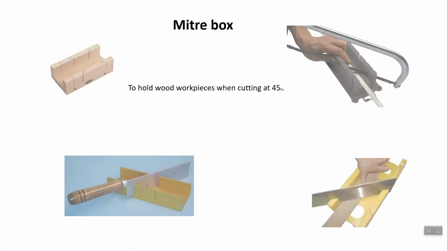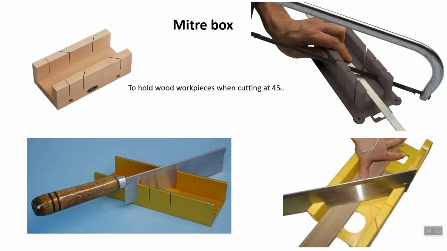Then you have the miter box. The miter box is used to hold workpieces when cutting at 45 degrees. In the miter box, we have slots, as you can see here. There are slots cut at 45 degrees. So you just have to fit your saw in the slot, and automatically when you're sawing, it will saw at 45 degrees in either direction. So you don't have to measure. You just slide your workpiece in, your saw in the slot, and it will cut at 45 degrees. So this is a miter box.